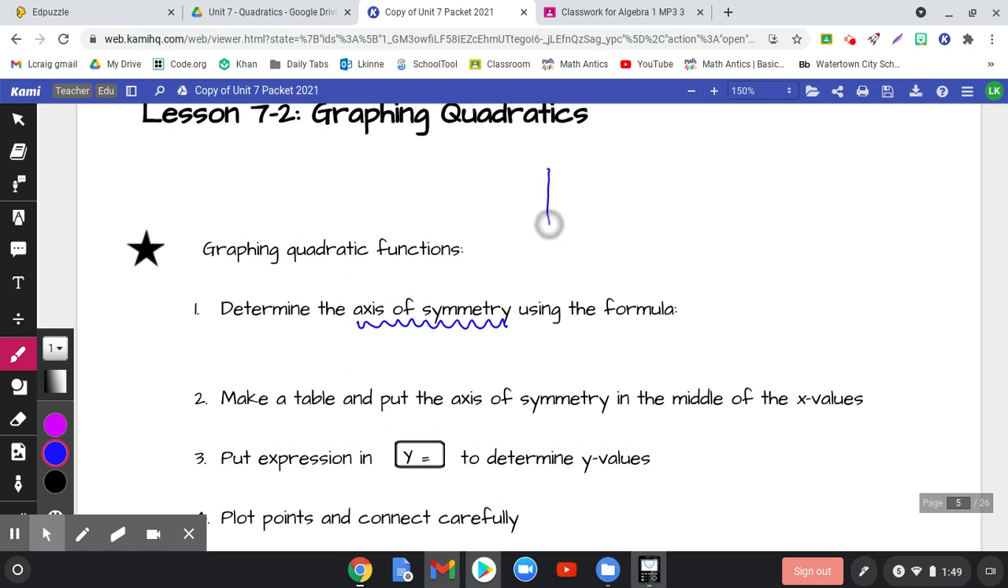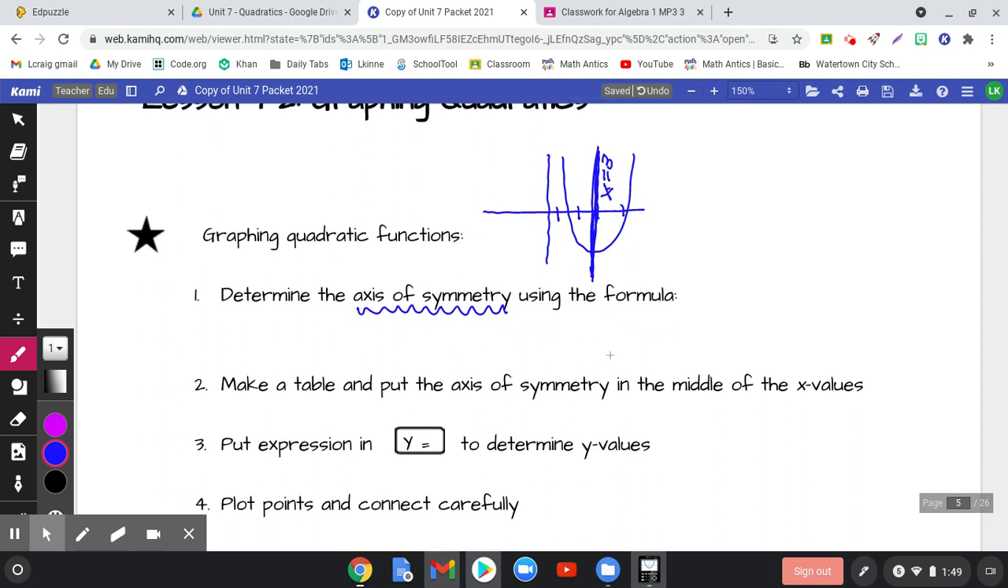Now, remember, if we're looking at a graph, let's say we have a parabola like this. Let's say this is where we fold it in half right here. That would be the line x equals 3. That's what the axis of symmetry is. Not the best picture, I know. To find it algebraically, you're going to use this formula. And I'll show you, you can always use your graphing calculator too.